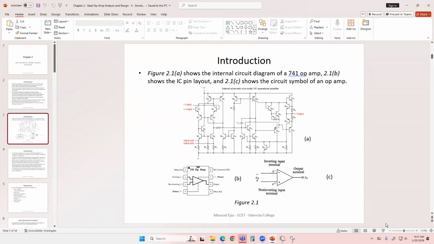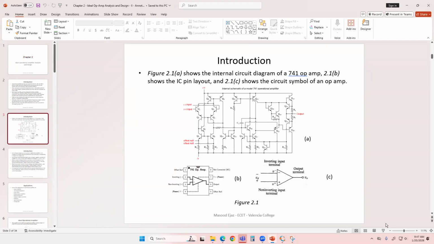You're not going to be using pin number 1. That's offset null. Pin number 5 is offset null. You're not going to be using that. Pin number 6 is the output of the circuit. And pin number 7 is the positive biasing. And pin number 8 is not connected. So 1, 5, and 8, these pins are not generally used. And the rest of the pins, 2, 3, 4, 6, and 7, those you're going to be using. Simplified circuit of the amplifier.